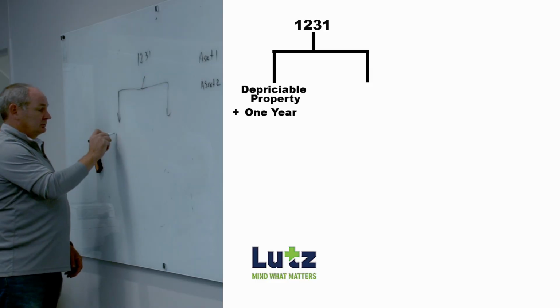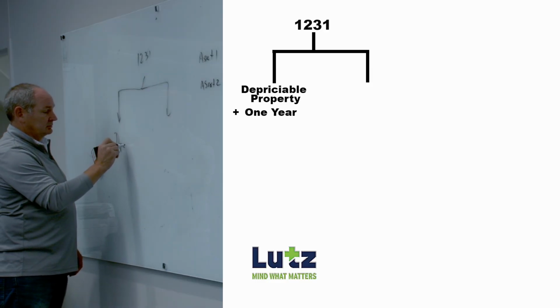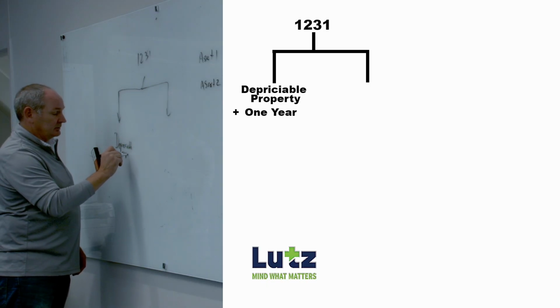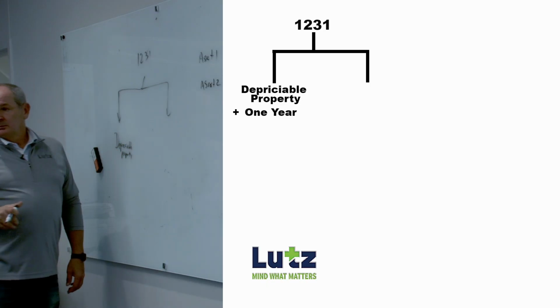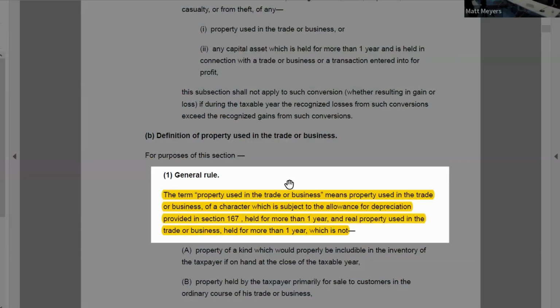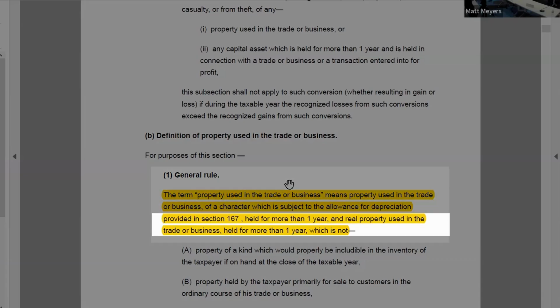Okay. Of a character which is subject to the allowance for depreciation. Okay, so we're going to say depreciable property, correct? Yes. And held for more than 1 year. And held for more than 1 year. Okay. And what else? Which is not those three things up there. Nope, and then there's and right here. Real property used in trade or business. And real property used in trade or business.